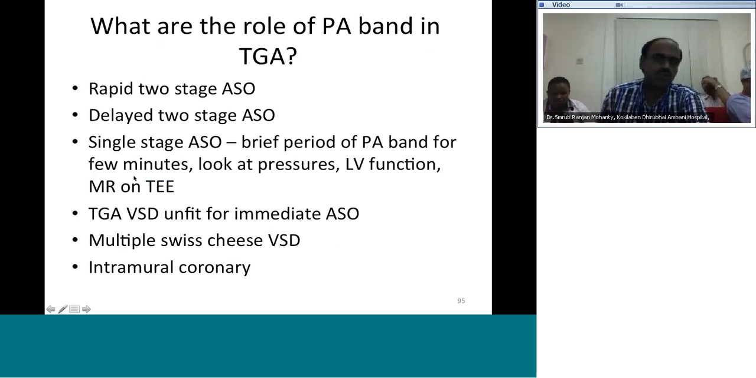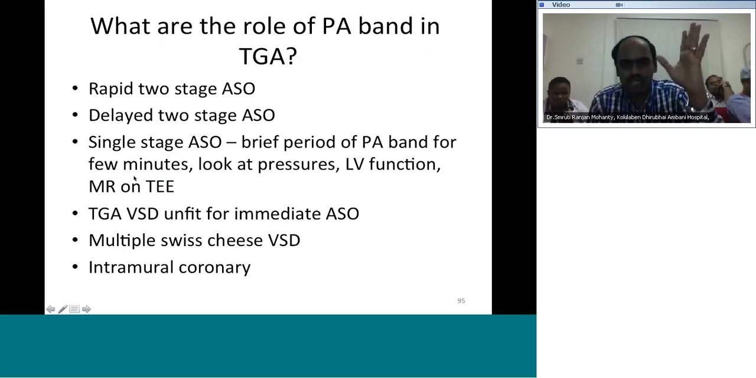Single stage ASO means you do it all in a single stage. So you put a band, wait for a few minutes, look at the pressures, look at the LV function, and look at the mitral regurgitation on transesophageal echo. If the patient is tolerating the band with increased LV pressures, go ahead and do the switch. So these are some of the indications for doing pulmonary artery banding as a process of retraining the ventricle.